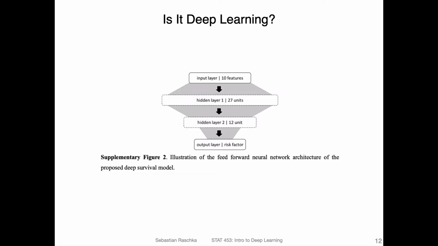Now an interesting question is, is this really deep learning? I mean, multilayer perceptrons have been around maybe for 50 years already. So is this really deep learning if we have the same multilayer perceptron that has been around for such a long time? And how is it different from a neural network? What's the difference?